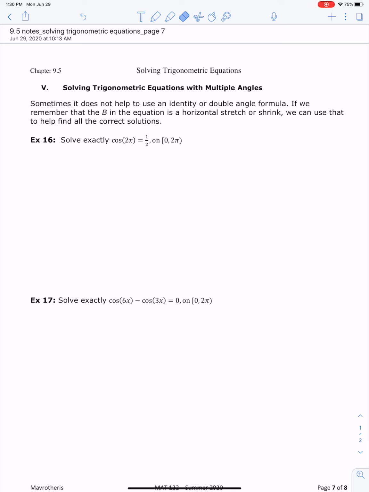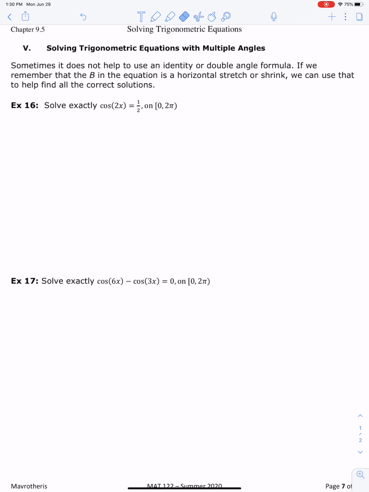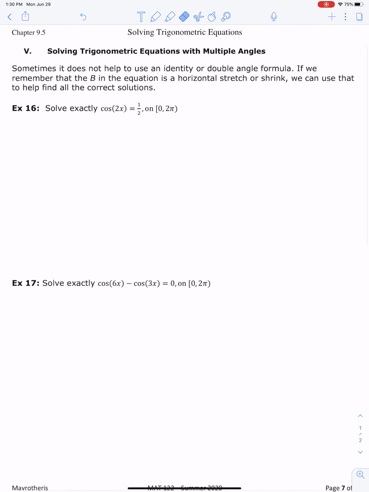These are our chapter 9.5 notes, solving trigonometric equations, page 7. We're going to take a look at things a little bit differently, because I haven't given you enough to think about already. We are going to solve trig equations with multiple angles. So let's take a look at example 16.